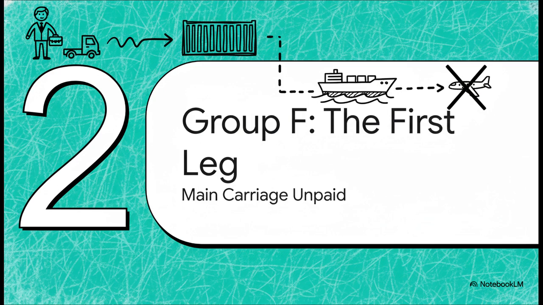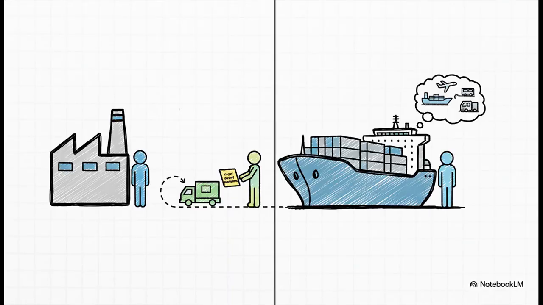All right, let's climb one rung up the ladder to Group F. Here, the seller starts to take on a little bit more of the work. They're in charge of that first part of the trip, but they do not pay for the main international shipment. So here's the deal with this group. The buyer is still the one picking and paying for the main ride, the big ship or plane ride. But now, the seller has to actually get the goods to that carrier and deal with all the export paperwork.